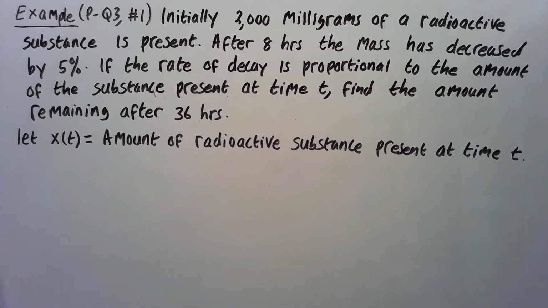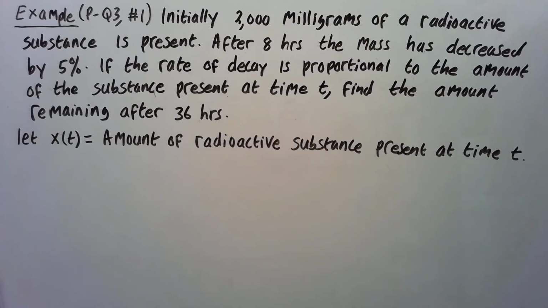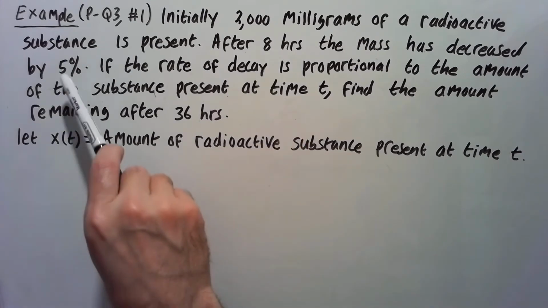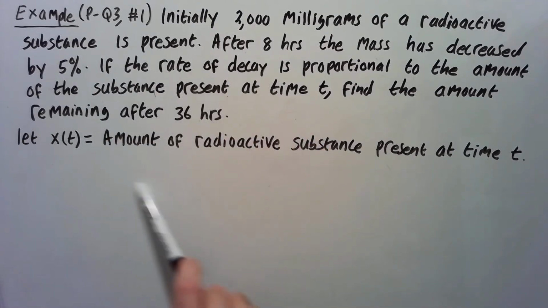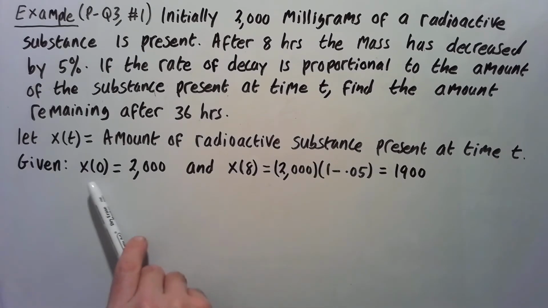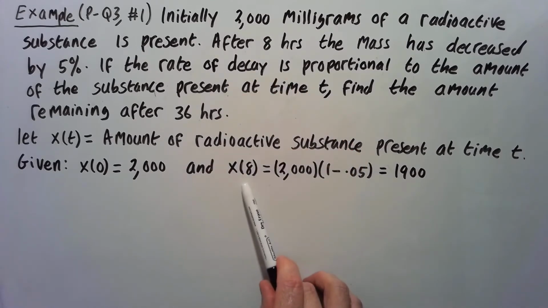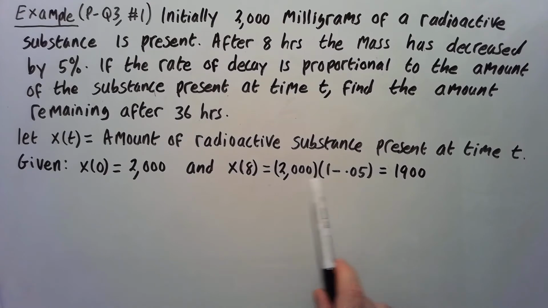Okay, so we're given at time 0, there's 2000 milligrams. And we're also given that after 8 hours, that means x of 8, it's decreased by 5%. That means there's 95% of the 2000 left. So x of 0 is 2000, because at time 0 there's 2000 milligrams. And x of 8, after 8 hours, it'd be 2000 times 1 minus 0.05, so 1900 milligrams left.